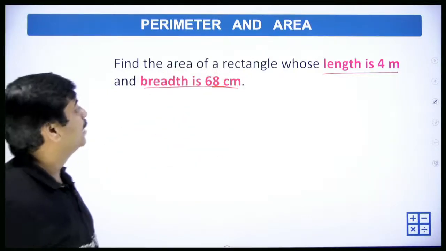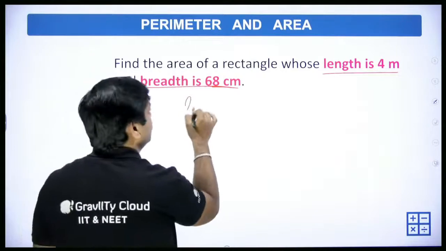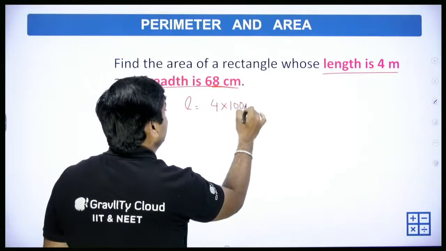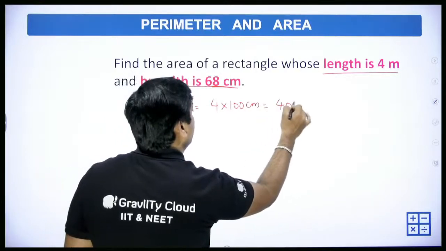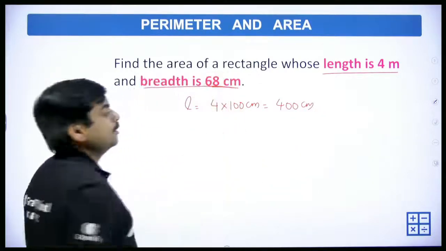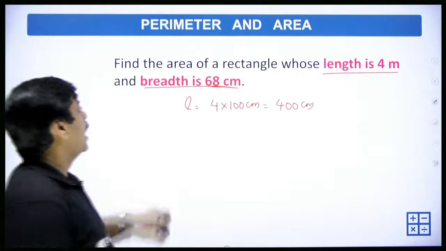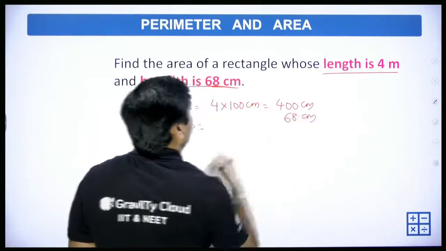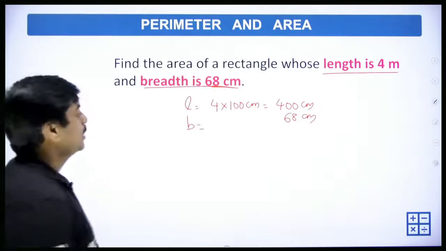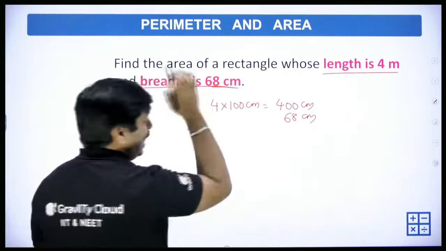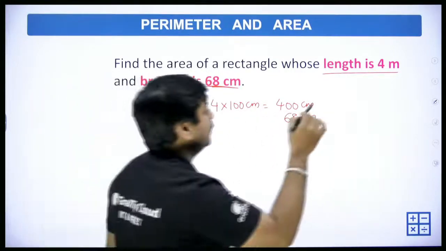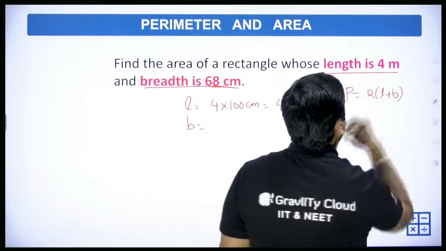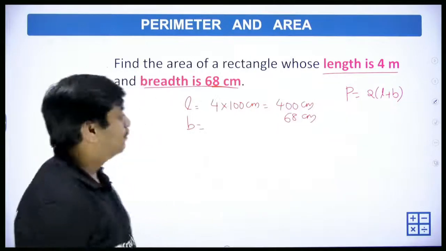So find the area of a rectangle whose length is 4 meters, or 4 into 100 centimeters. That will give you 400 centimeters, and breadth is equal to 68 centimeters. Now, if it is asked for perimeter, you can directly go with 2 times length plus breadth.